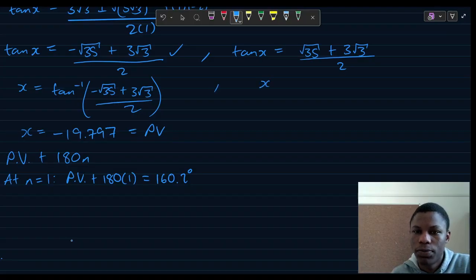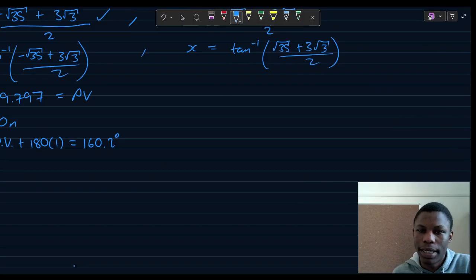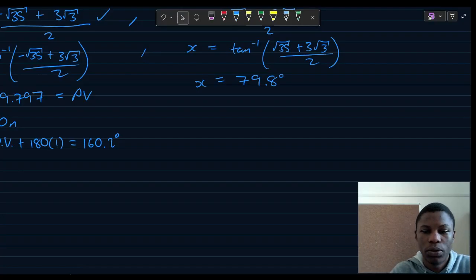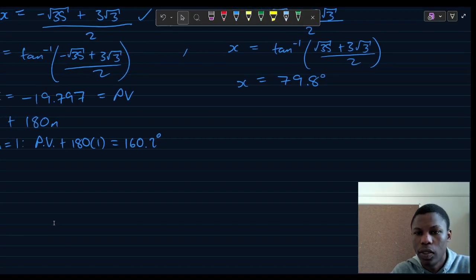Okay, so now let's solve this equation. So x is arctan of root 35 plus 3 root 3 over 2. And so we have that x is equal to, punch that into the calculator, arctan of root 35 plus 3 root 3 over 2. And this gives us 79.8 degrees, which is within our interval of 0 to 180. So that will be the only solution from there.